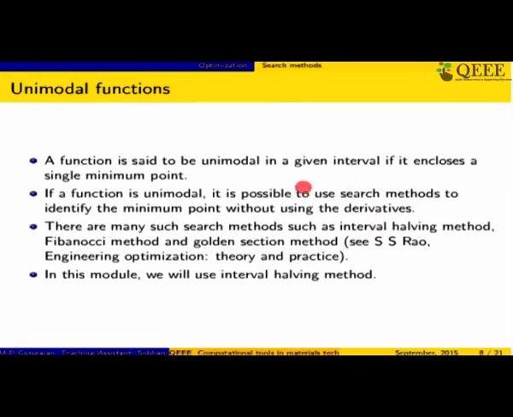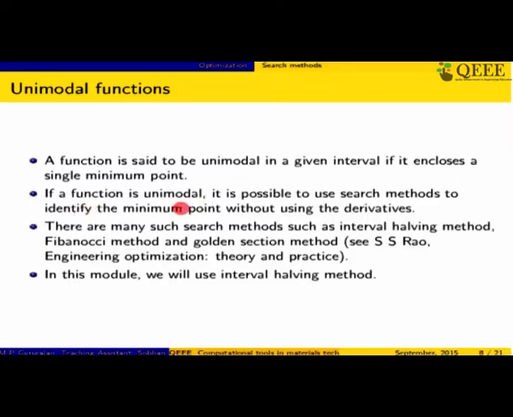Now let's also look at some other methods. There are search methods, so we want to discuss search methods. One of the things that many search methods would prefer to have is unimodality of a function in a given interval. So what is unimodal? A function is said to be unimodal in a given interval if it encloses a single extremum point. In this case, if it encloses one single minimum point in the given interval, then that would be unimodal.